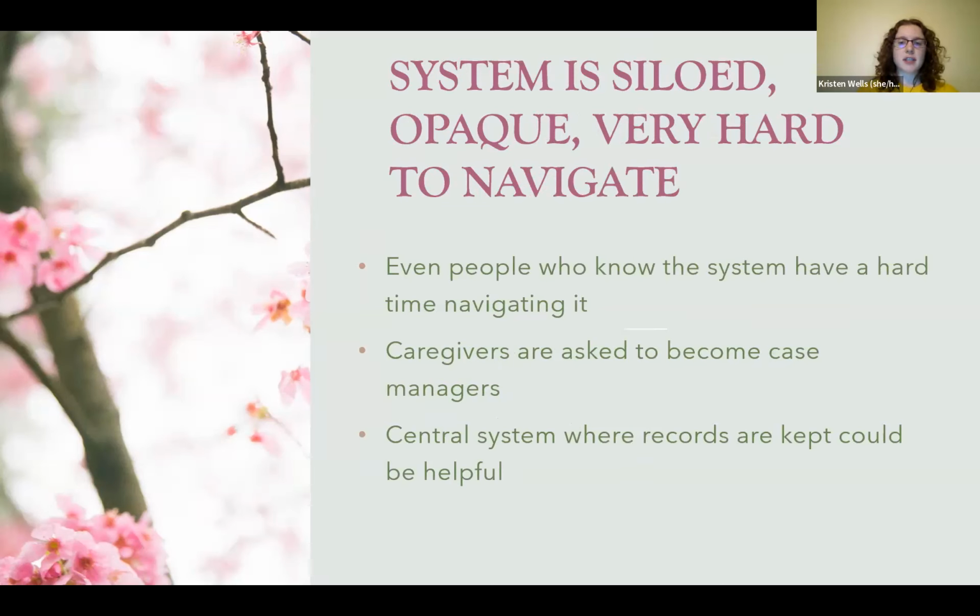Our current system is siloed, opaque, and very hard to navigate. Caregivers, even those with deeper knowledge of the system, have a hard time navigating it, and many have no idea where to start. That speaks to how broken our system is.